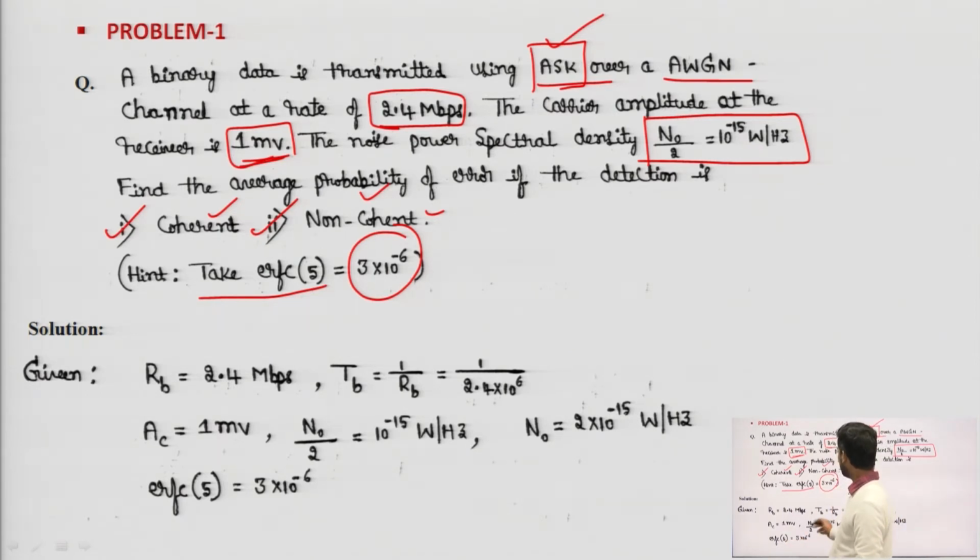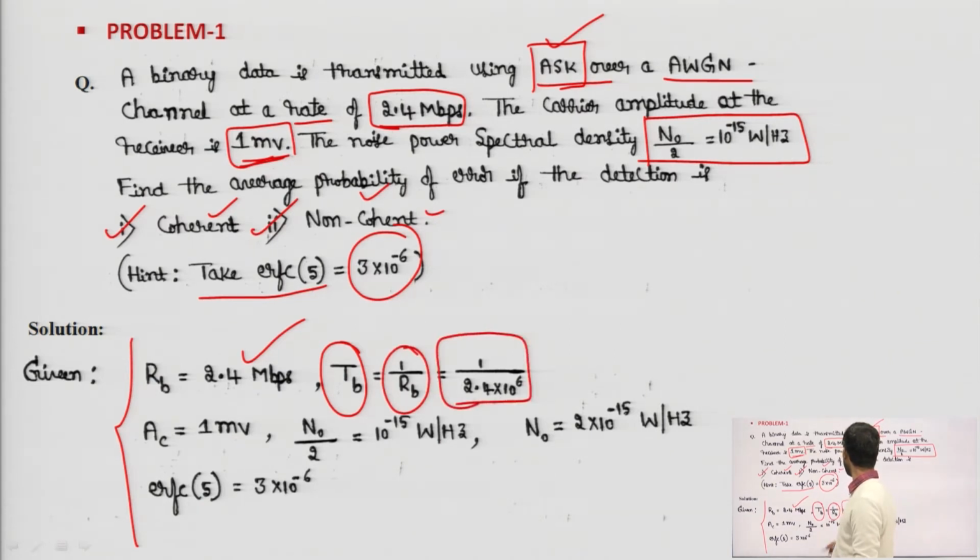So here I have summarized the given quantities. This is RB, the bit rate, which is 2.4 Mbps. From the bit rate I can write the time period of a bit: TB equal to 1 by RB, which is 1 divided by 2.4 multiplied by 10 to the 6, since the rate is in Mbps.